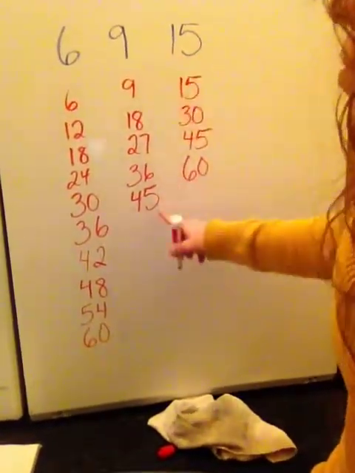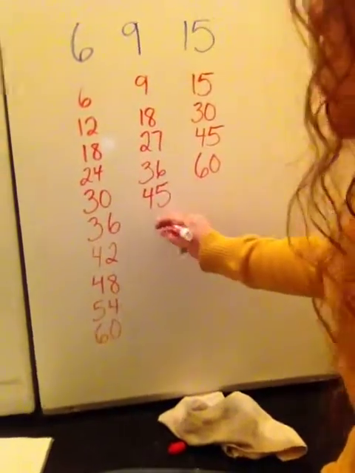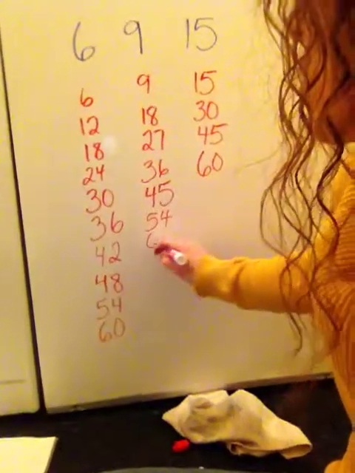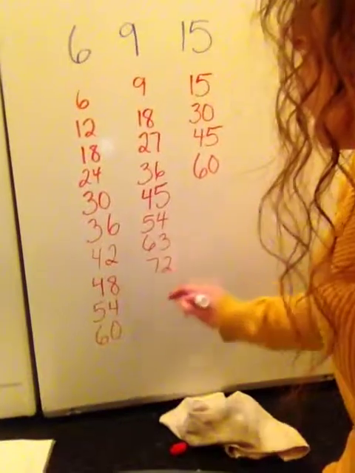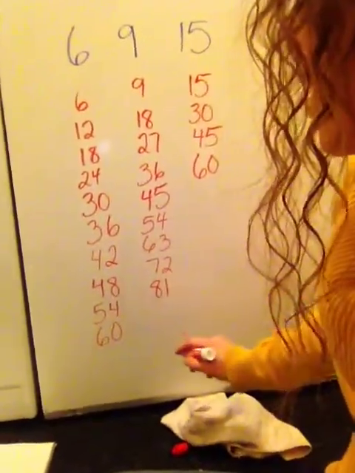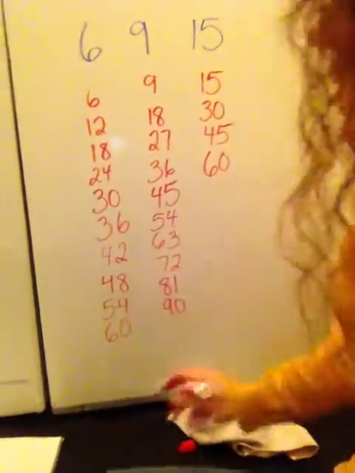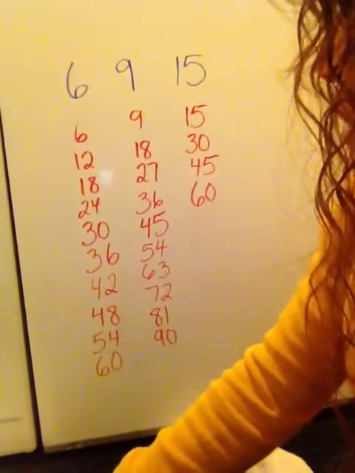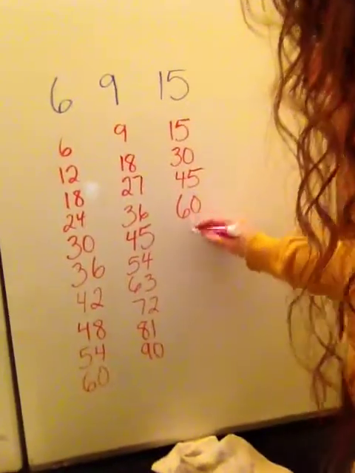9 times 5 was 45. 9 times 6 is 54. 9 times 7 is 63. 9 times 8 is 72. 9 times 9 is 81. 9 times 10 is 90. So we're still going and we still don't have a number that matches yet. Maybe we need to bring this one up a little more.